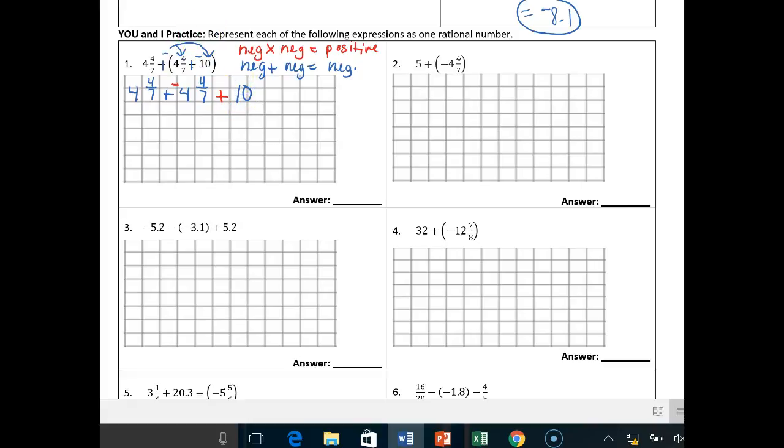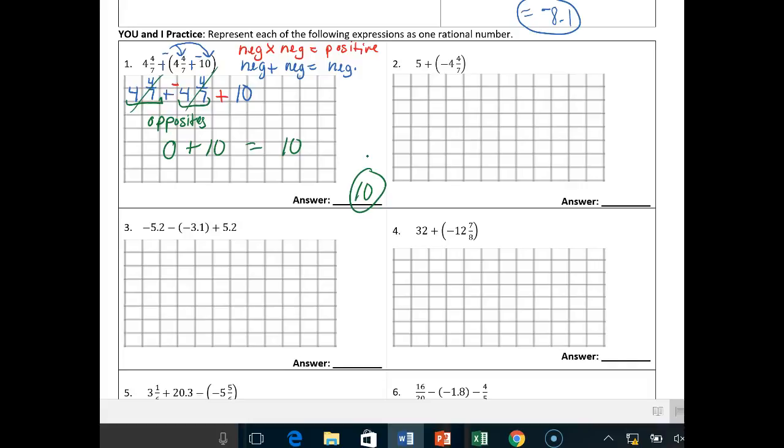So now hopefully we're recognizing right off the bat, hey, I've got 4 4/7 plus negative 4 4/7. Those are opposites, and because they're opposites, they cancel out. They're equal to 0, so we can just put slash marks through there. So you can say 0 plus 10. 0 plus 10 should just give you your answer of 10. So your answer here is 10.